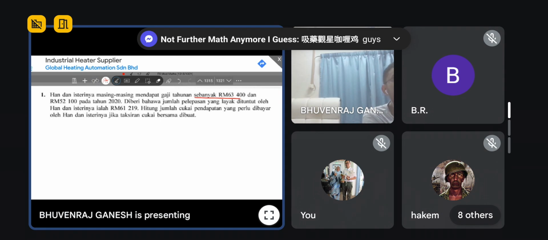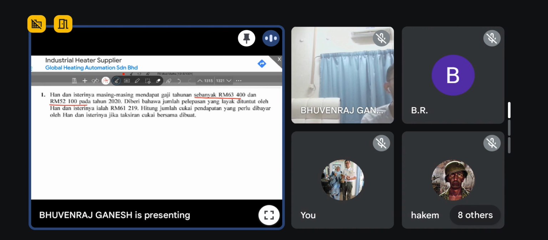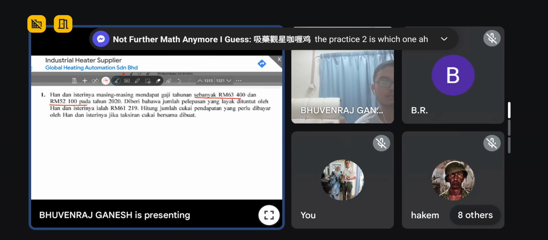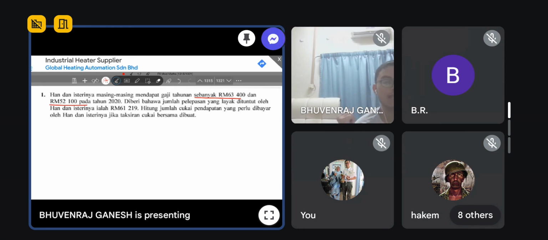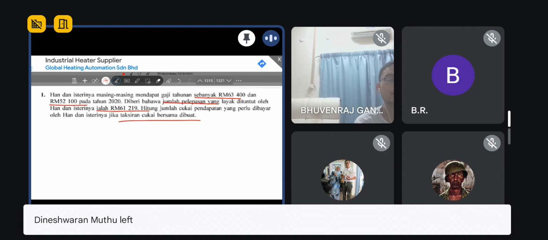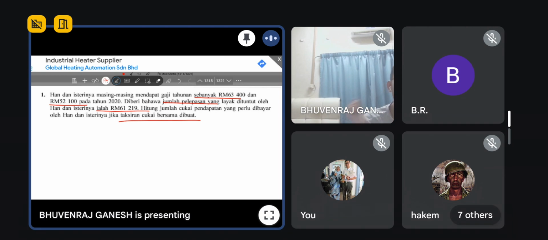Okay, so let's say we got these two annual values. Okay, 63,400 and 52,100. So this is the total tax relief. So now they want you to do joint tax assessment. Okay, only joint tax assessment. Okay, guys, joint tax assessment shouldn't be that hard. So first step, annual income.